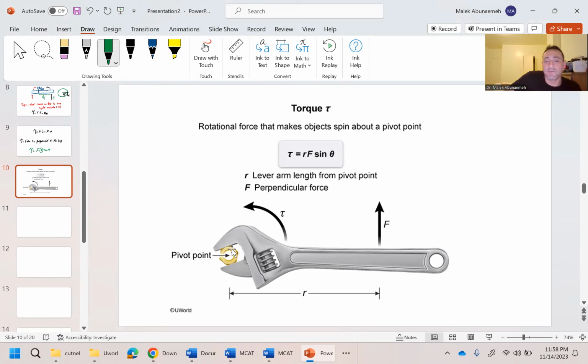You have a pivot point right over here, and the object is spinning over there. Now, with the torque, when you go counterclockwise, you're going to have a positive. And when you go clockwise, it's going to be negative. So here's your positive, that means you're going counterclockwise. Negative, you're going clockwise.